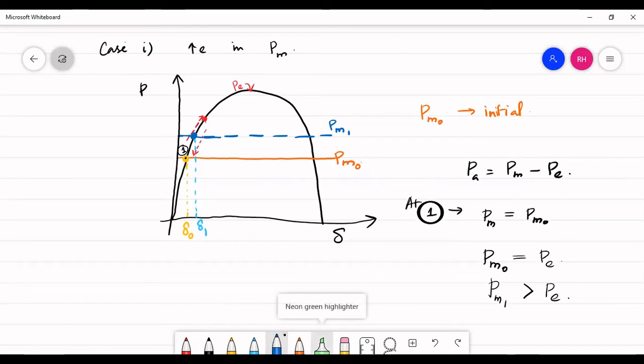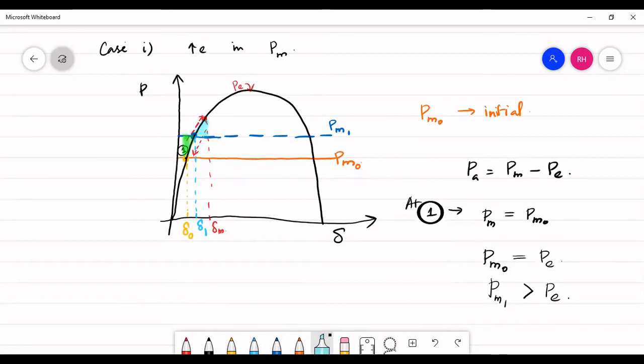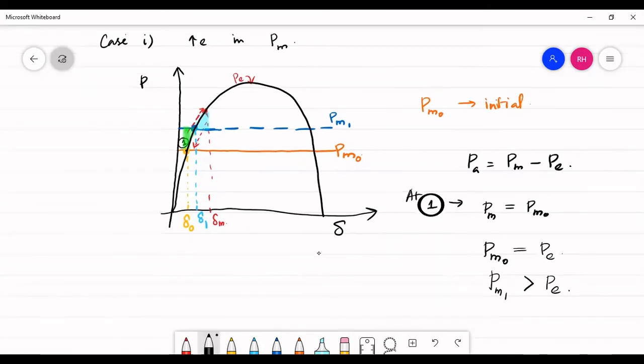And to know if your system is stable or not, let the angle corresponding to this point be delta M. So applying equal area criteria, we have to compare the accelerating area with the decelerating area. So if the accelerating area and decelerating area are equal, then we say that our system is stable.